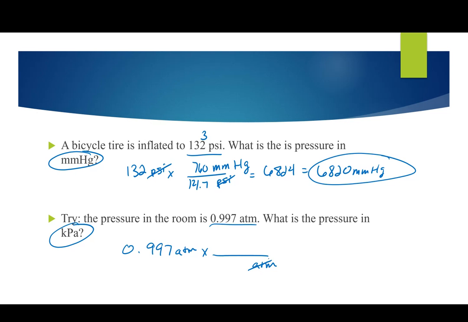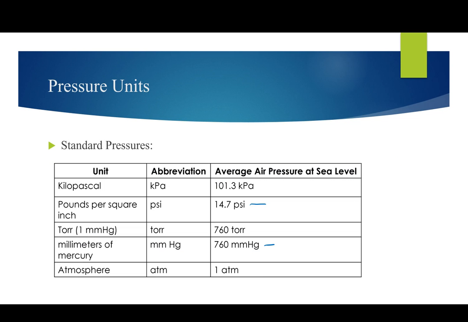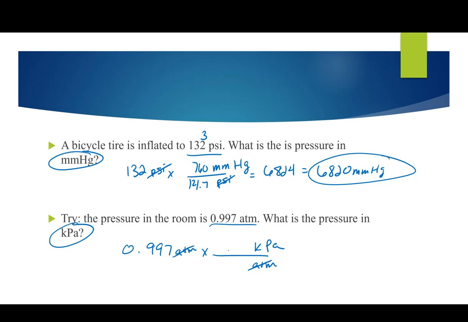Going from atmospheres to kPa, same thing, 0.997 atmospheres. Cancel atmospheres, go to kPa. Using my standard pressures, standard pressure is 1 atmosphere, standard pressure is 101.3 kPa, so I can use those as a conversion factor and get 100.99. I have to, again, use 3 sig figs, so that's going to round to 101 kPa.